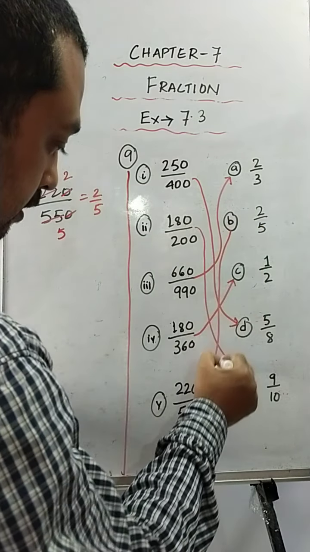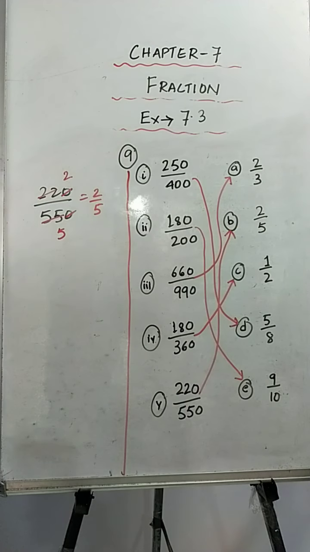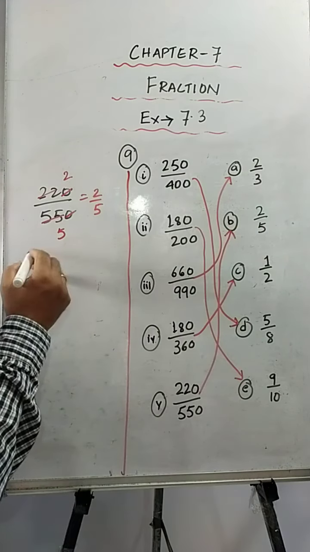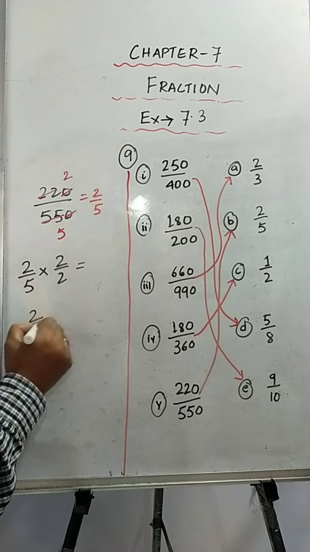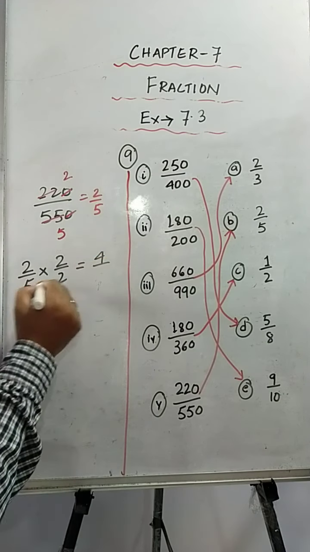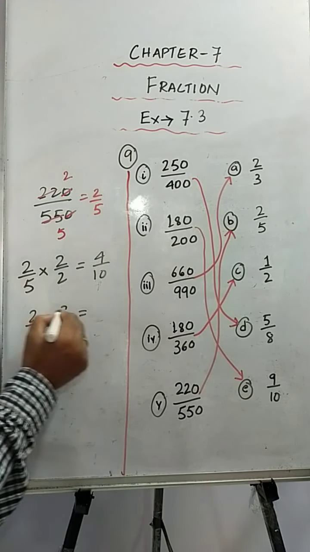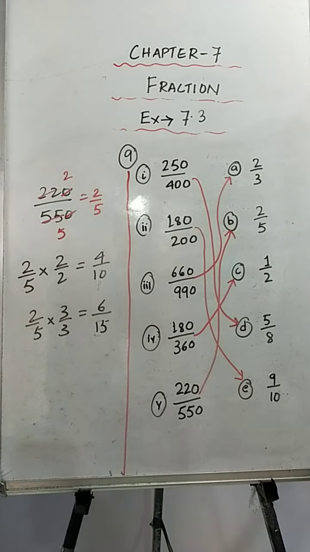So we can say, okay. So now we have to write equivalent fractions of 2 by 5 also. So 2 by 5 into 2 by 2, 2 by 5 into 3 by 3. So 2 2s are 4, 5 2s are 10, 3 2s are 6, 5 3s are 15. So these are the two equivalent fractions of 2 by 5.